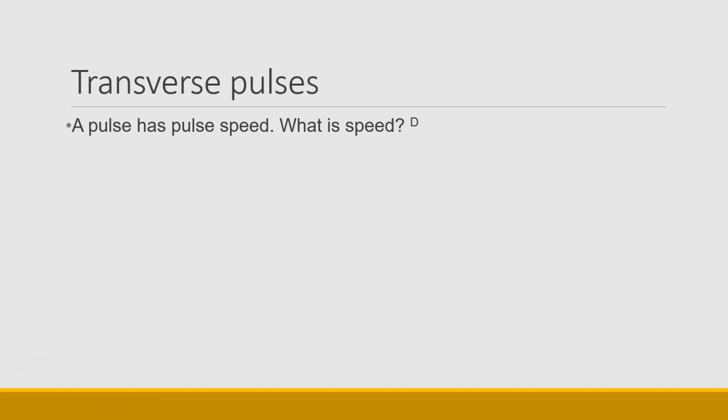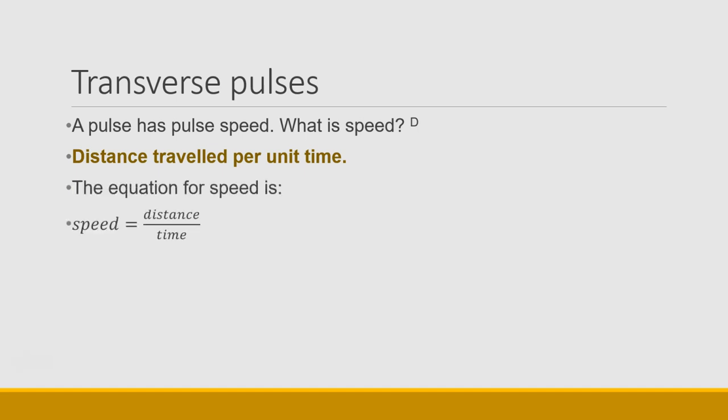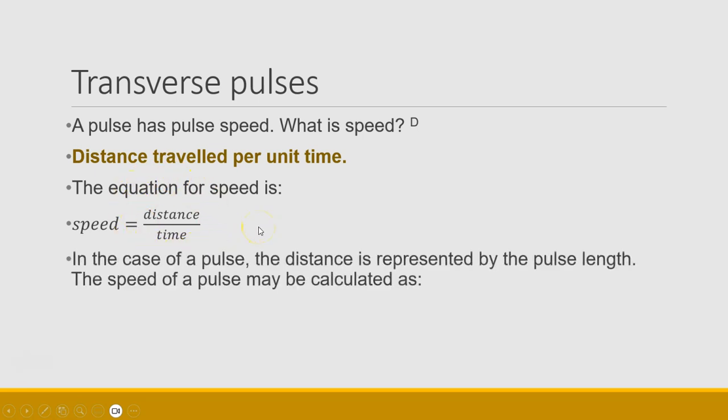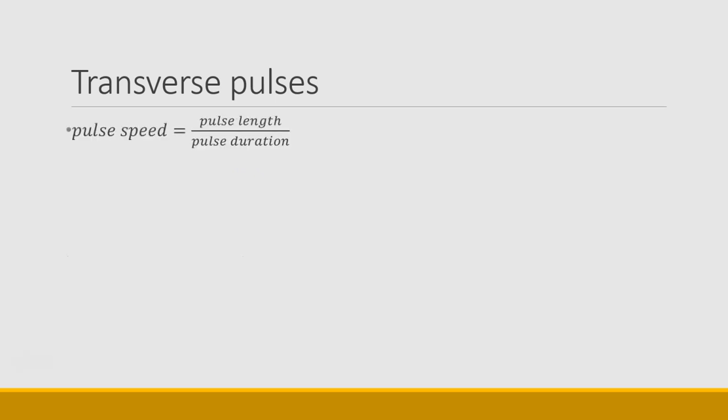So a pulse is obviously moving through a medium, so it is moving with a certain speed. What is speed? Speed is defined as the distance traveled per unit time, and speed is therefore calculated as distance divided by time. In the case of a pulse, the distance is represented by the pulse length. So we may calculate the speed of a pulse as pulse speed equals pulse length divided by pulse duration.